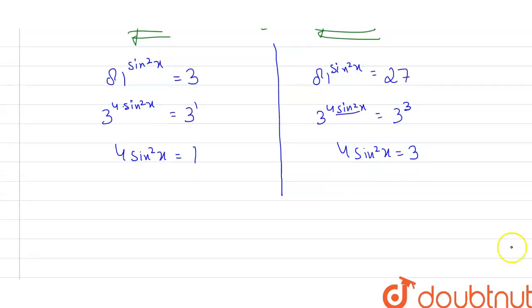3. So now moving further, the sin square value we are going to receive is 1 by 4. Okay, so from this, my sin x value will be plus minus of 1 by 2. Here we have plus minus of 1 by 2.